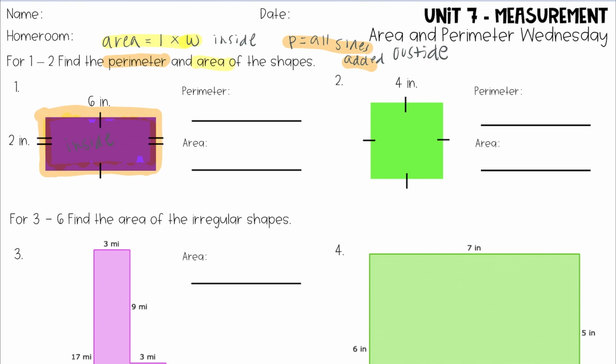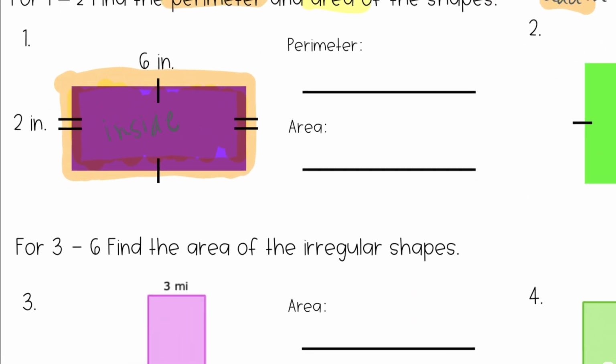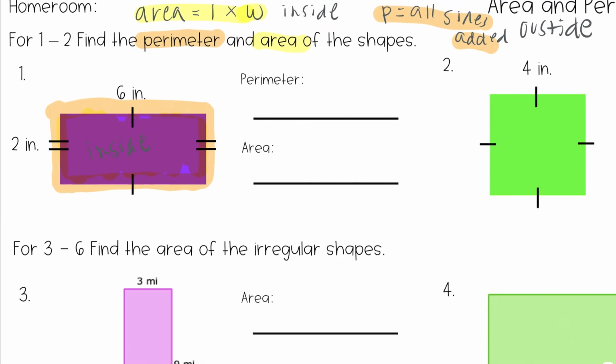So this is the outside of the shape that we're measuring. I'm going to go ahead and zoom in to our first practice problem. Again, this is a review, so we're just going to find the perimeter and area of both of these shapes.